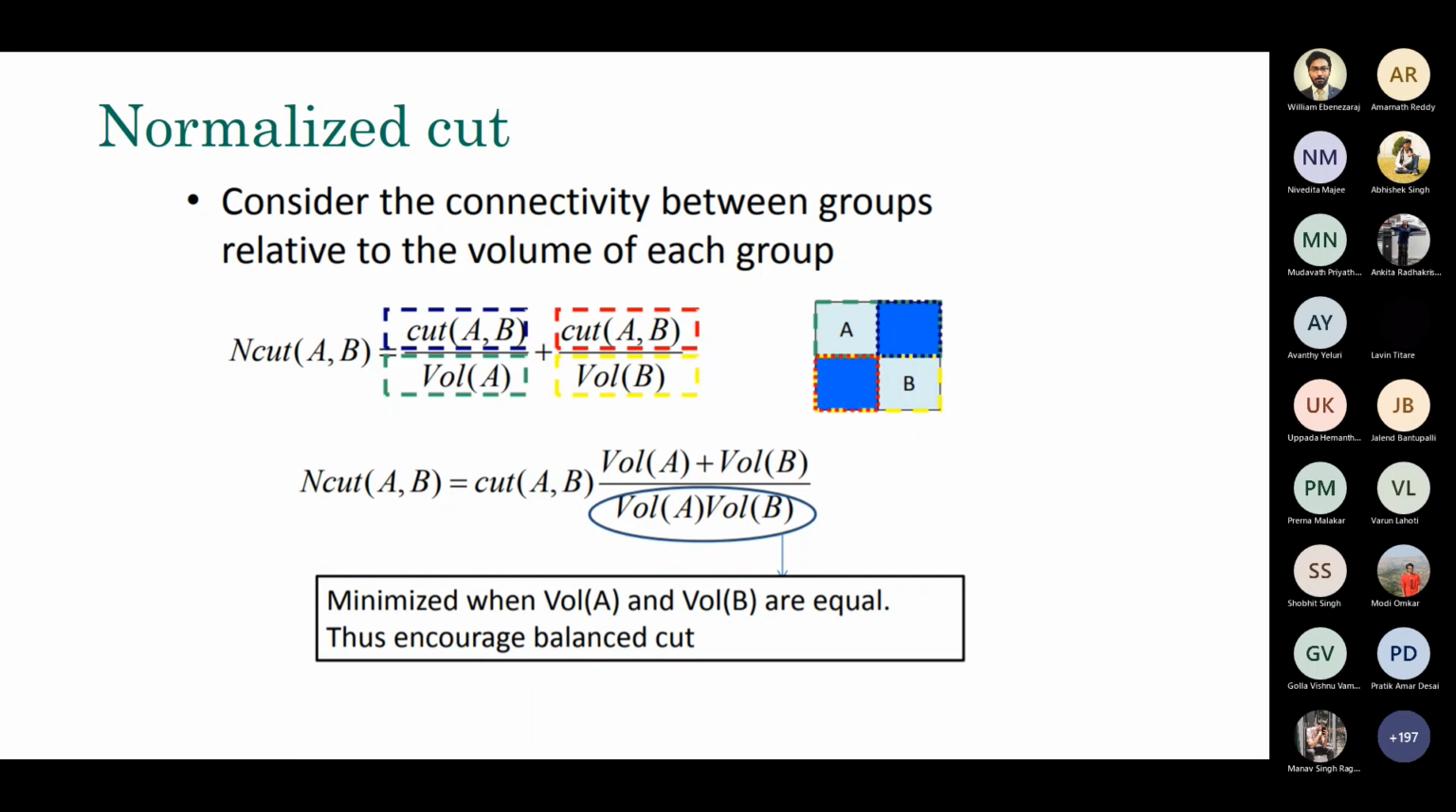Why is it done? It is done just to avoid the unbalanced partitioning that you have seen in one of the slides, like n-1 points in one group and 1 point in another group, and so on. So it gives you a balanced partitioning. It's a balanced cut, which is much more applicable in a realistic situation.